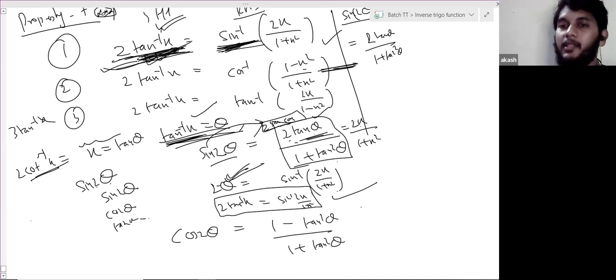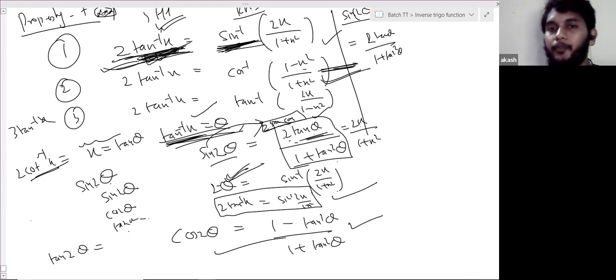All right. Or vice versa also. If you remember this formula, you can find this formula very easily. And same thing for tan 2 theta. Can anyone tell me what will be the formula of tan 2 theta?